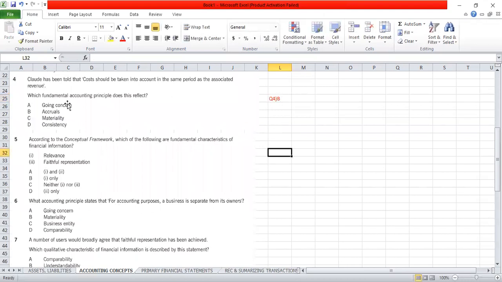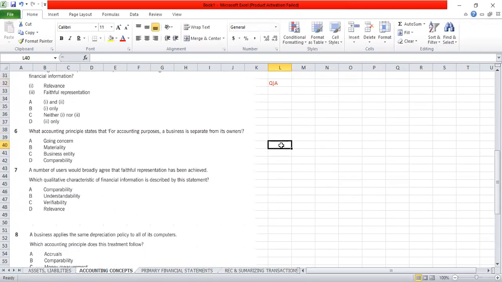Question number 5. According to the conceptual framework, which of the following are fundamental characteristics of financial information? According to the conceptual framework, here we have relevancy and faithful representation. Both are the fundamental characteristics of financial information. The right answer is A.